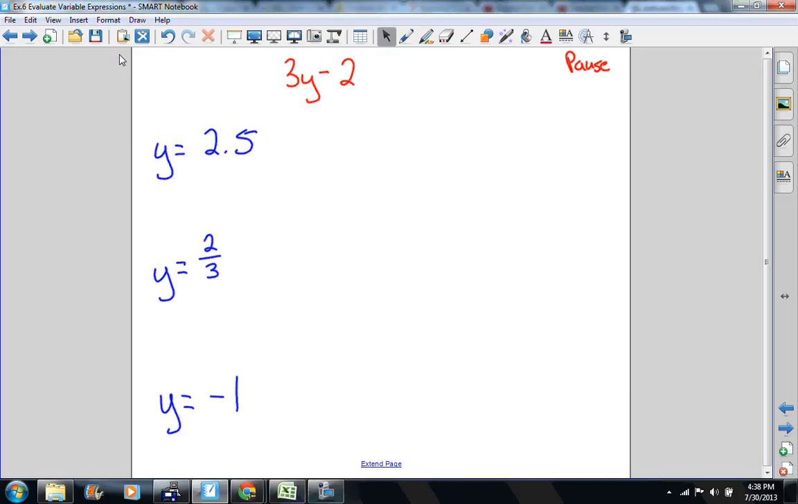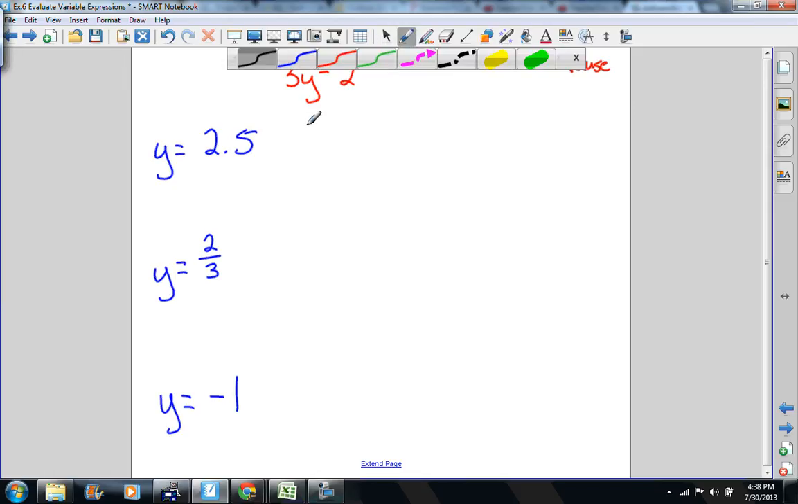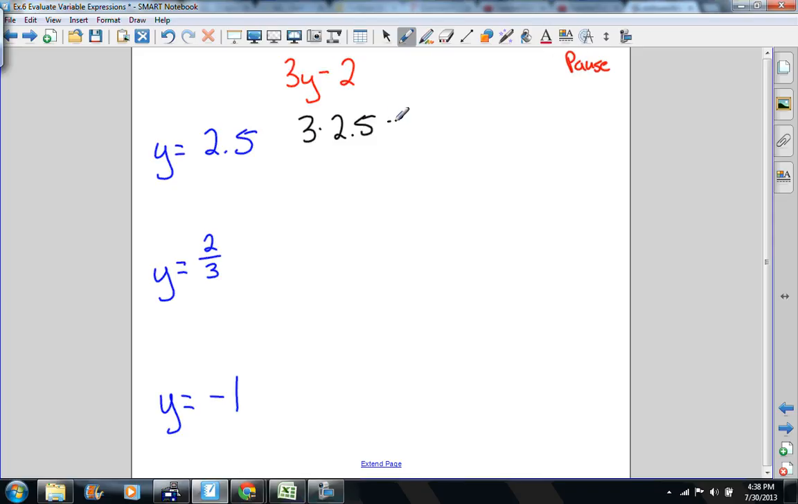Okay, so now I would like you to try these on your own and see how it goes. So for this one up here, we have 3 times 2.5 minus 2. Well, 2.5 times 3 is going to have 1 decimal place in it. So that's 15. That's 7.5 minus 2. 7.5 minus 2 is just 5.5. And that's our answer.